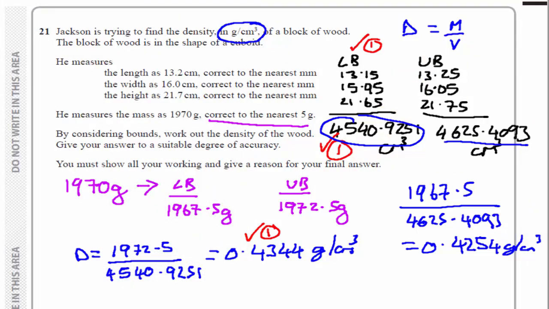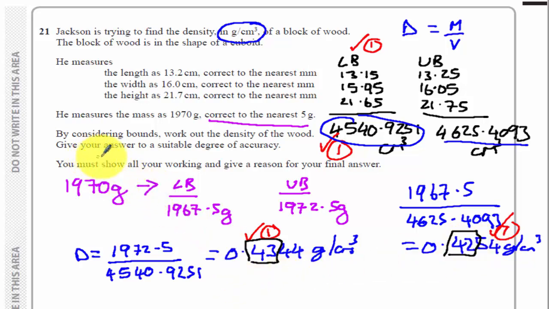Once I've reached this point and I've got the upper and lower bounds of the density, I have 4 marks. And what we have to do now is actually give an answer, because the question said by considering bounds, work out the density of the wood. If you look closely at these answers, if I round to 2 decimal places, I've got 0.43 and 0.43. This one stays at 0.43 because the third number after the decimal place is 4, but this one rounds to 0.43 because the third number is 5.